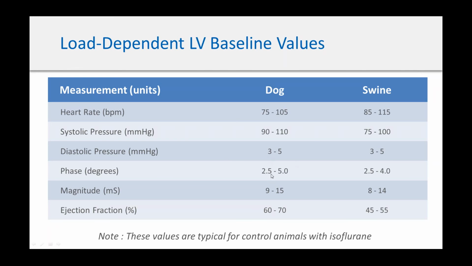With the phase, and again, the phase is the most important part in determining whether you're going to have good PV loops, and it should be low, and generally the lower the better. That means you're farther away from the muscle wall, and you're going to have better loops. The magnitudes are in the same range with the dogs a little bit higher, the swine's slightly lower. We tend to get ejection fractions of the dogs between 60 and 70%, and swine between 45 and 55%. And again, these are the values we typically see for control animals on isoflurane.